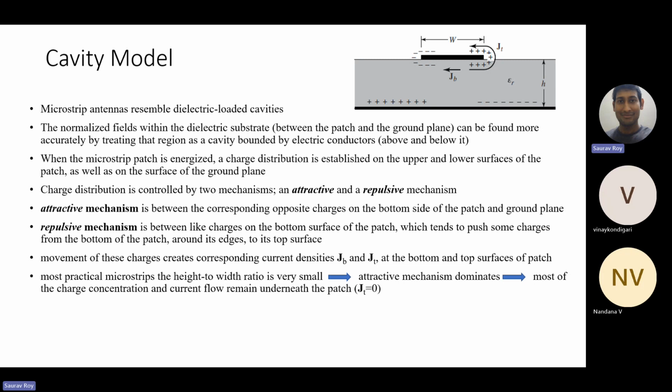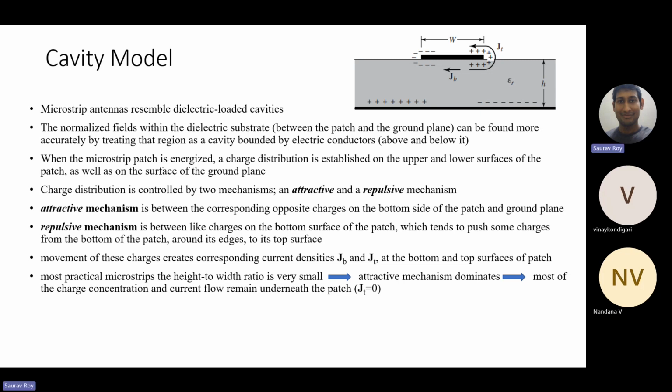Basically, here they consider it as if it is a metallic cavity. How the cavity is formed: in the picture you see the top layer, the patch, is metallic, and at the bottom we have the ground layer, that is also a copper layer. In between it is filled with a substrate or dielectric. So it is kind of a dielectric loaded cavity, right?